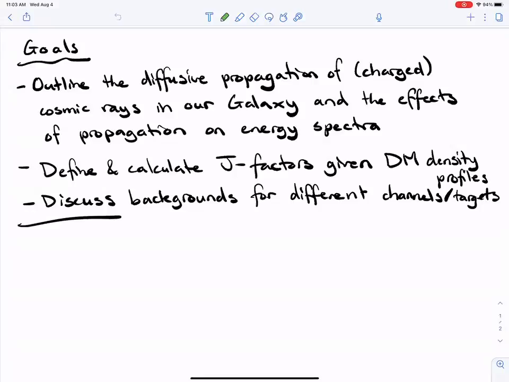Once we have all that together, that should prepare us to go into the next lecture, where I'll start talking about the current status of the field, about what observations are currently being done, what limits are being set with those observations, and so on.